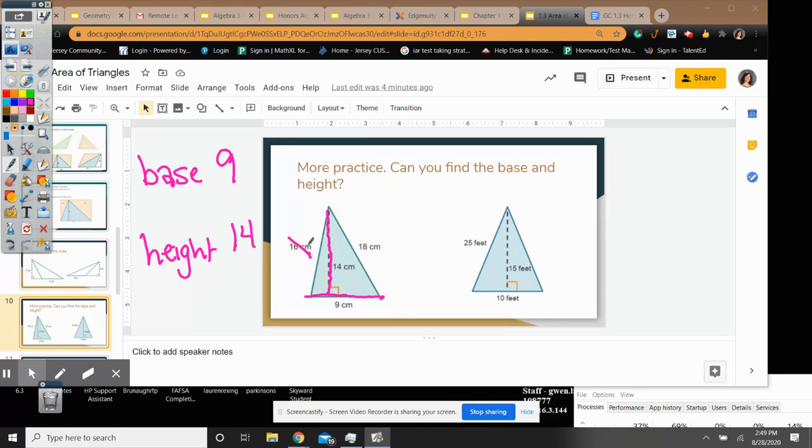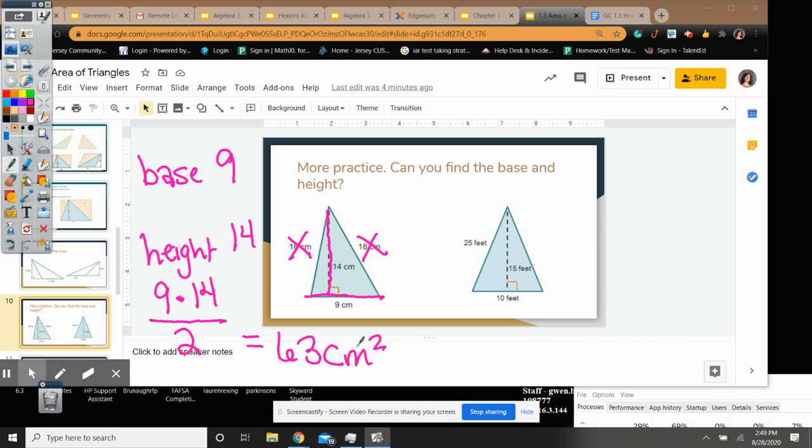They gave us some extra slant heights that we don't need to try to throw us off. So you're going to take the 9 times the 14 to do the base times height. You're going to remember to divide by 2 because that's what the formula tells us to do. And we're going to get 63 centimeters squared.